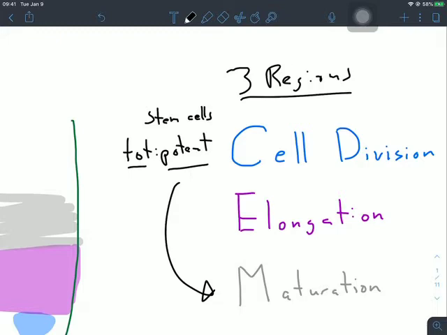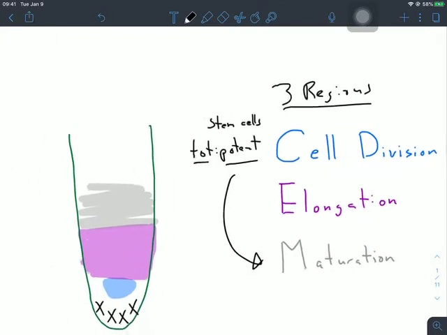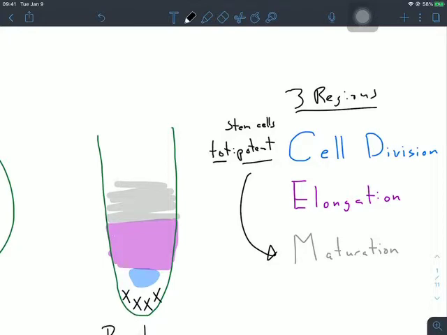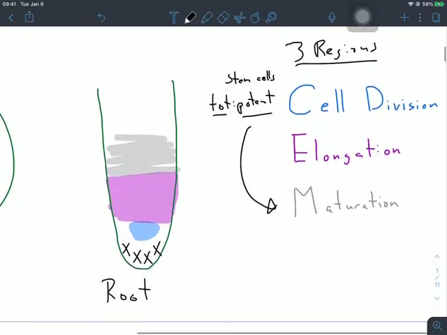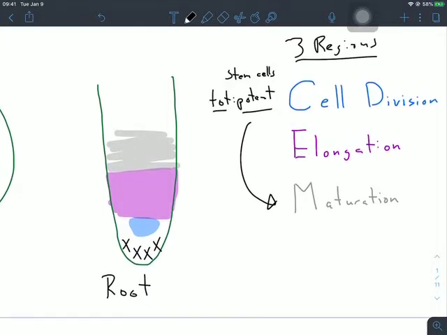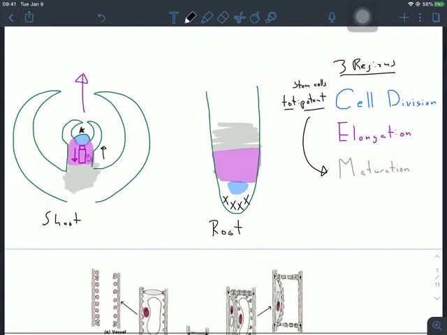You wouldn't want your eye to flex into a digestive organ when you're looking at a turkey. It would not be that efficient at being able to detect light. So we have these totipotent stem cells becoming bigger in the region of elongation and maturing into specialized cell forms in the region of maturation.